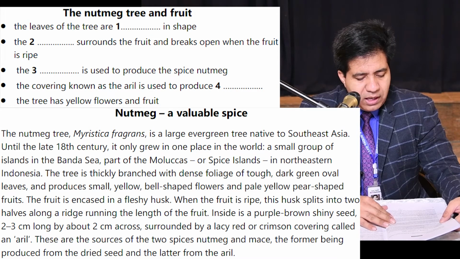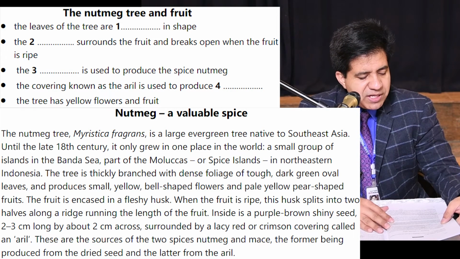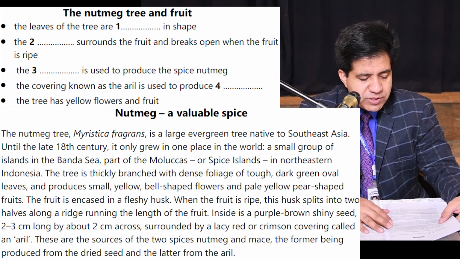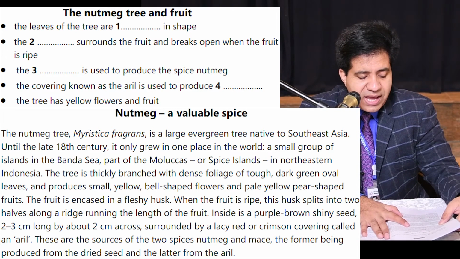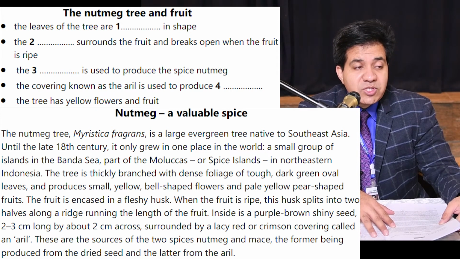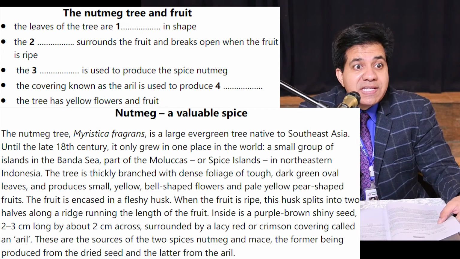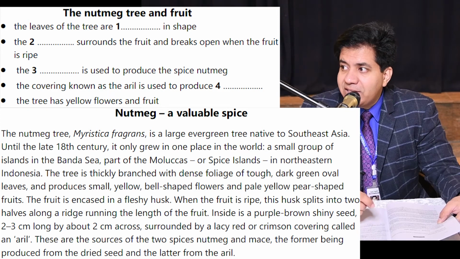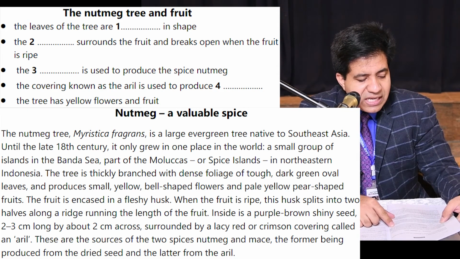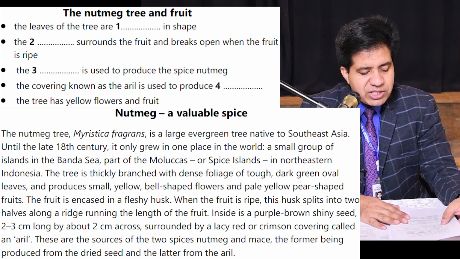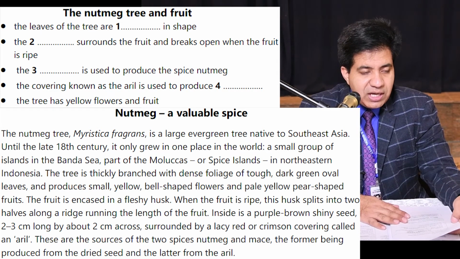It is mentioned there, when the fruit is ripe, this husk splits into two halves along a ridge running the length of the fruit. Inside is a purple-brown shiny seed, 2 to 3 centimeters long by about 2 centimeters across, surrounded by a red or crimson covering called an aril. Now, the seed contains that thing. These are the sources, and these means all these things. But where are these things? In the seed. The aril is actually part of the seed. They say these are the sources of two spices, nutmeg and mace. Then read on, but that is for the next question. For this question, the question says the dash is used to produce the spice nutmeg. So the answer is seed.